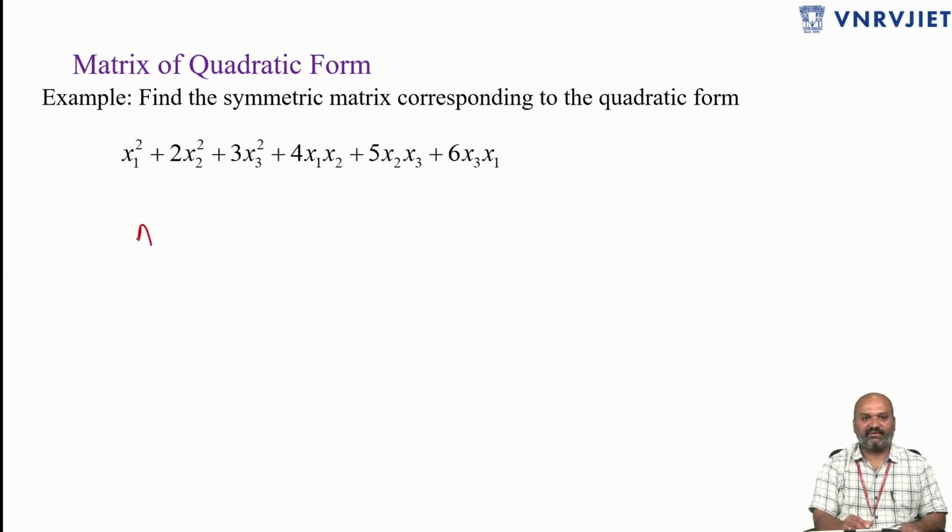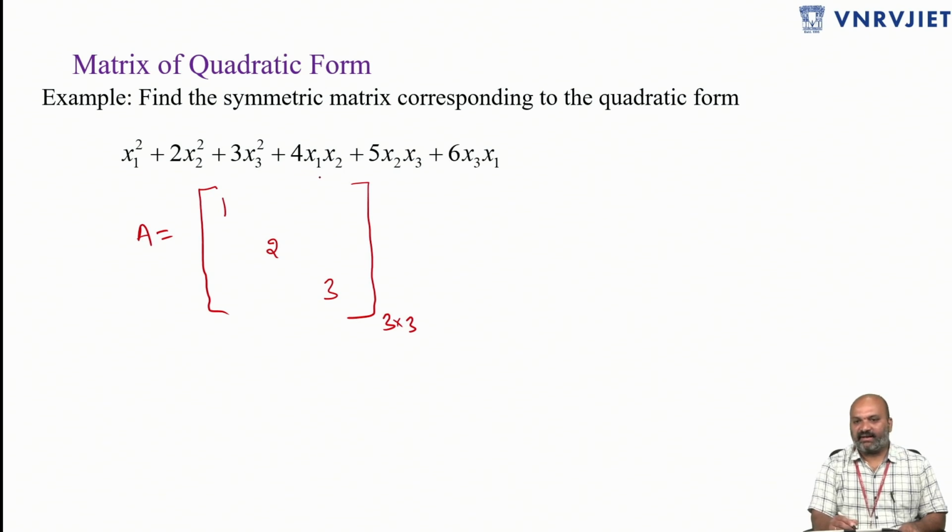Let us denote the matrix with A. Since it is third order, this is a 3 by 3 matrix. The variables are x1, x2, x3 and their coefficients. See here, x1 square, x2 square, x3 square. Their coefficients are along the principal diagonal, 1, 1, 2, 2 and 3, 3 position elements.